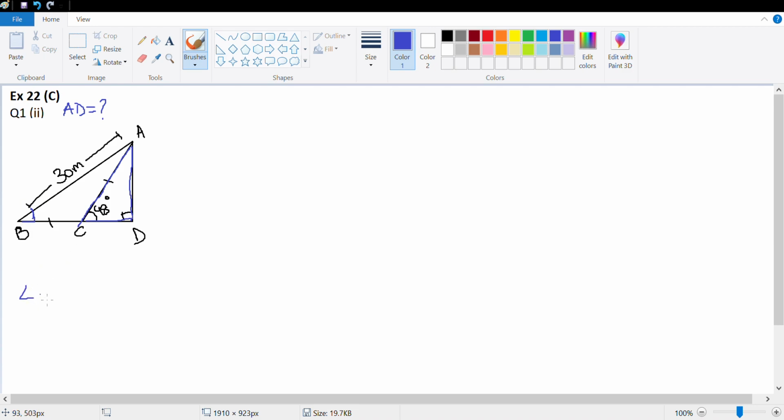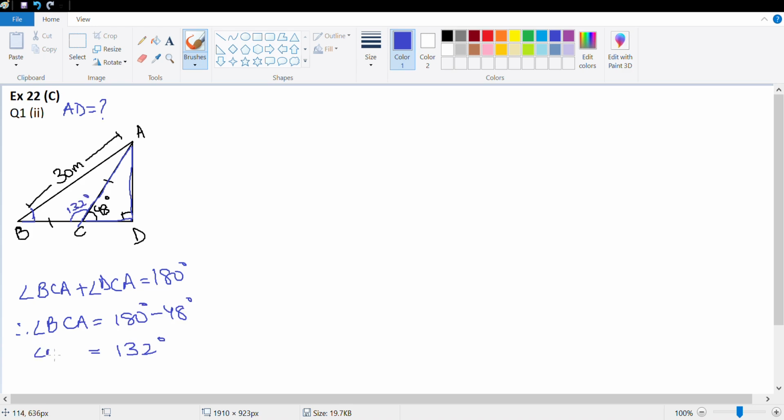So angle BCA plus angle DCA form a linear pair, which means they should be equal to 180 degree. Therefore, angle BCA would be equal to 180 degree minus 48 degree, which is 132 degree. So we've got this angle as 132 degree.